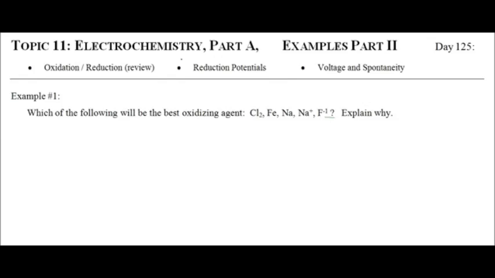So the thing that we want to look at is if it is a good thing that is being reduced, that means it's going to have a positive voltage when it is reduced. Now again, what does reduction mean? It means that it's gaining electrons. So when we talk about an oxidizing agent, we're talking about something that is allowing another substance to be oxidized while it itself is being reduced. All right, so let's get right to it.